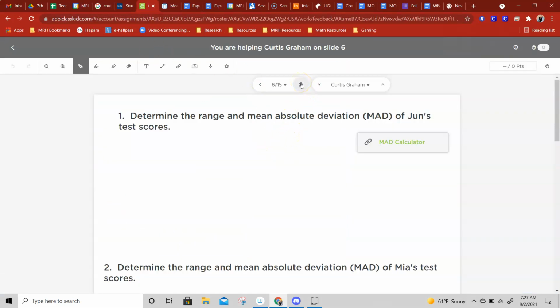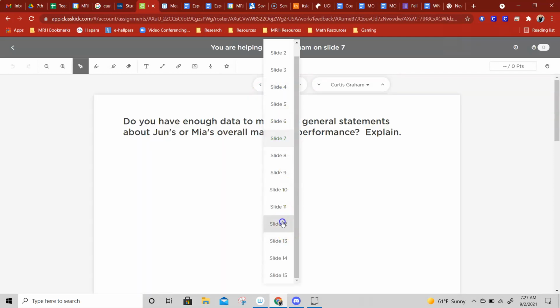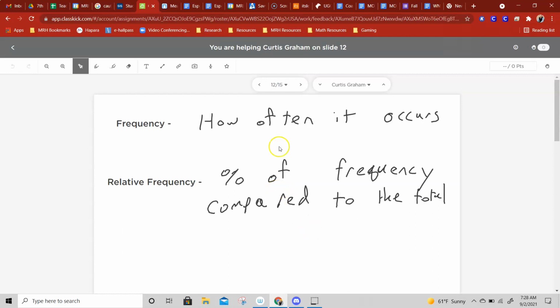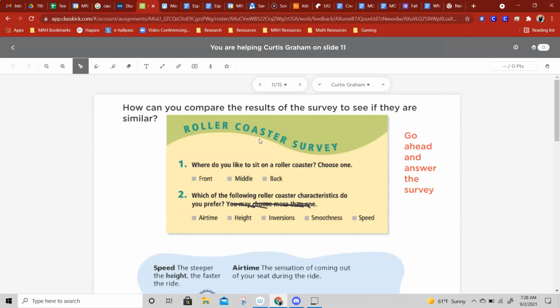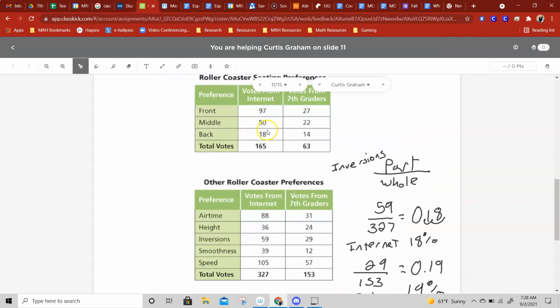Right. The last one we've talked about was relative frequency. Relative frequency, I think that's on slide 12. So relative frequency is the percent of the frequency compared to the total. So it's how often it happens compared to how many things happen in total. Okay. So let's take a look at slide 11 so we can figure that one out.